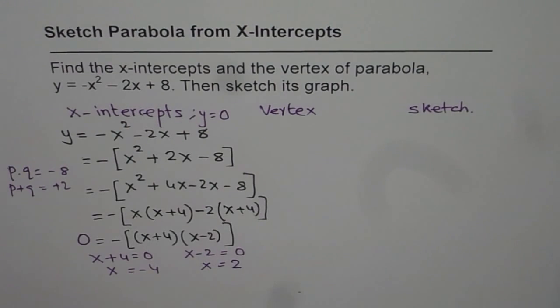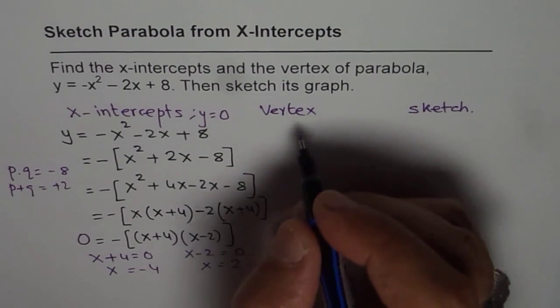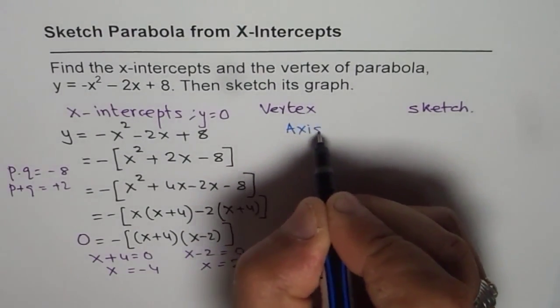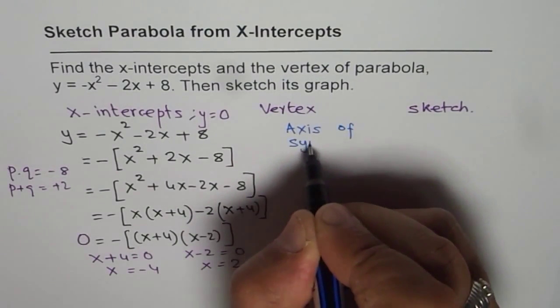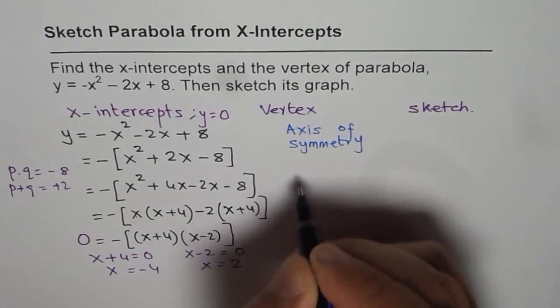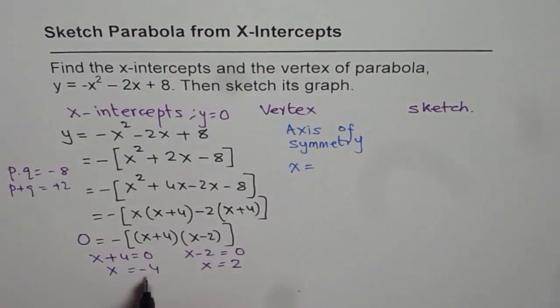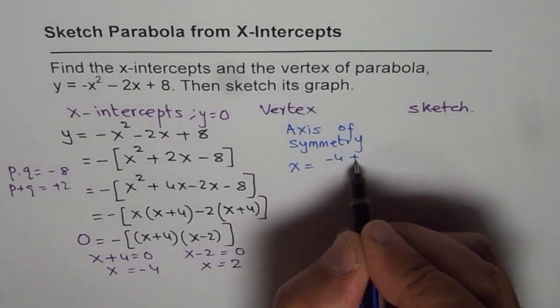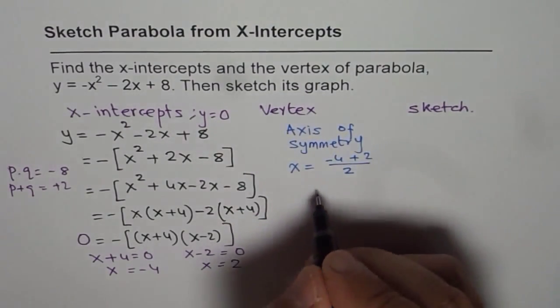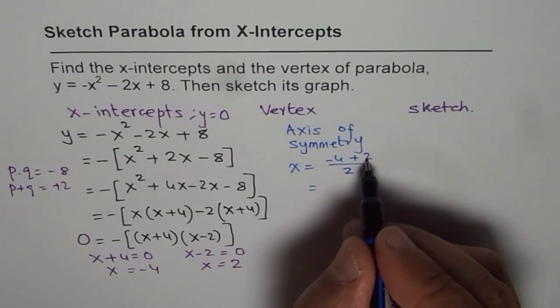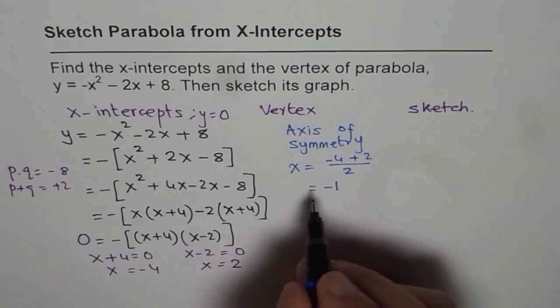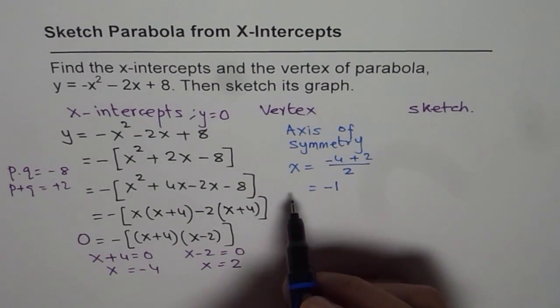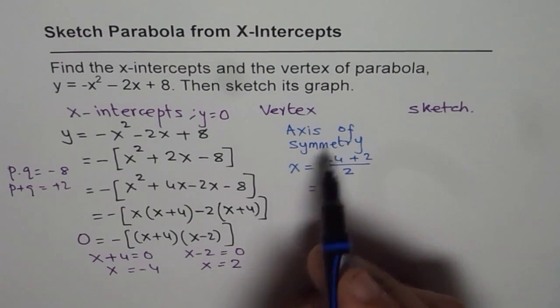Now let us find the vertex. To find the vertex, we have to get the x value which is midway between them. That is the axis of symmetry, so that is the key issue. The axis of symmetry will be at the x value of the average of these two, which is (-4 + 2)/2. That gives -2 divided by 2, which is -1. So x = -1 is the x value for the vertex, since the vertex lies on the axis of symmetry.